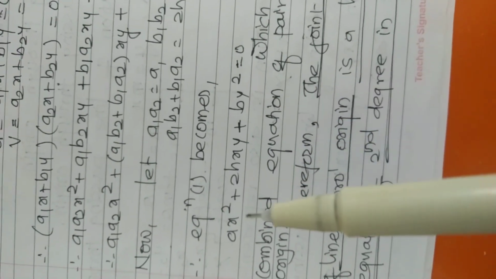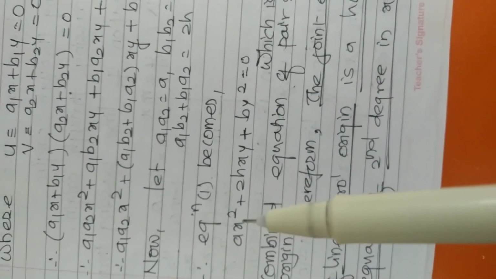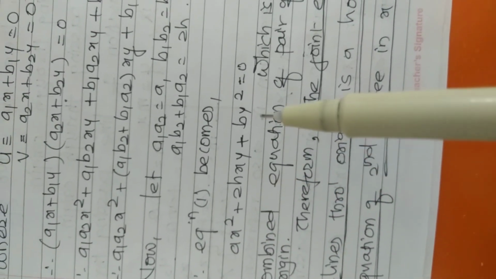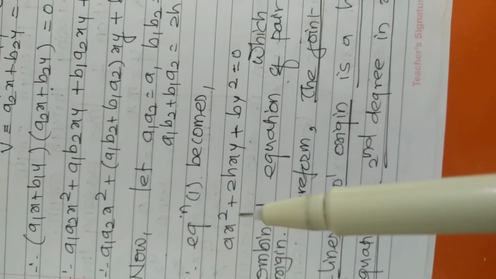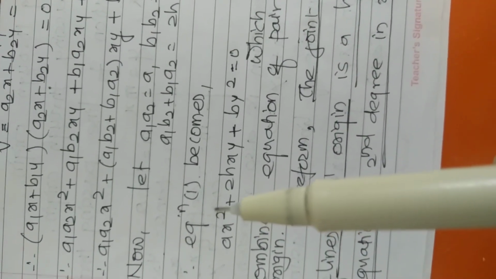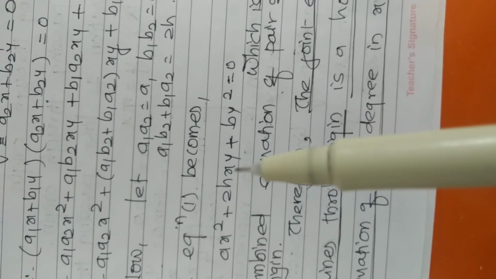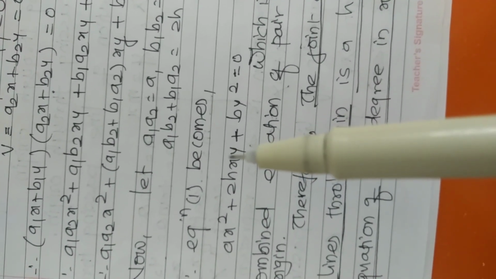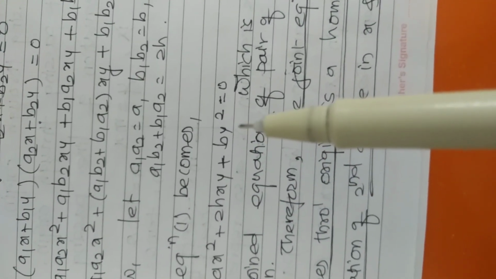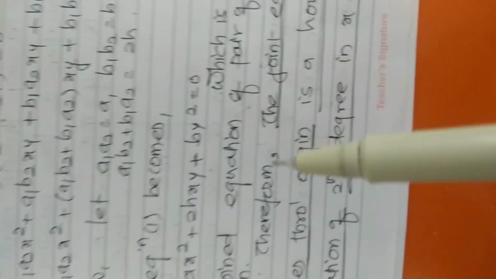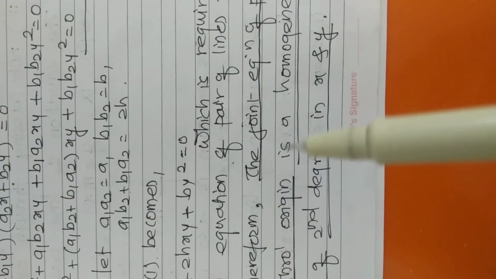So this one equation, as we consider, why do we call it homogeneous? Because if we consider the variables, the index is the same. That means x raised to 2. Here it is x raised to 1, y raised to 1, so we have to take the sum: 1 plus 1 is 2. y raised to 2 is 2. So that's why it is a homogeneous equation.